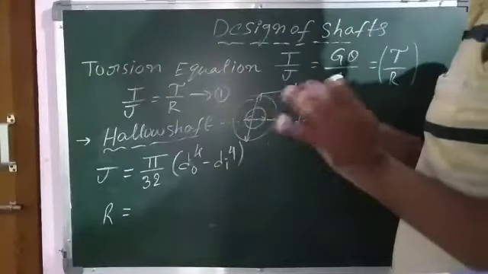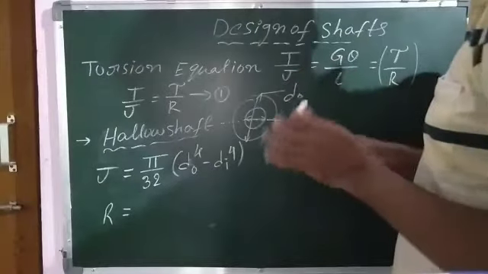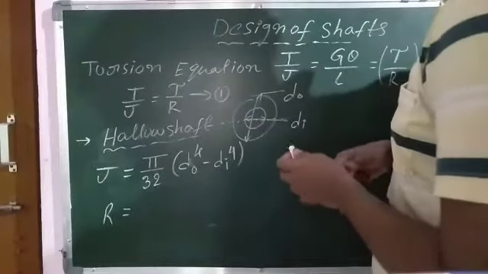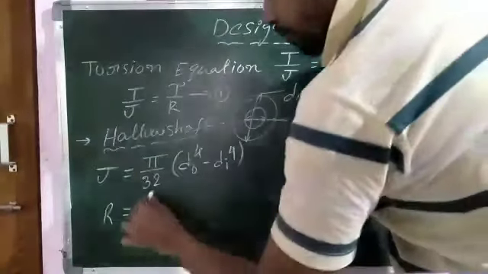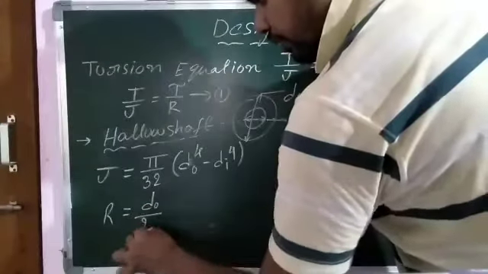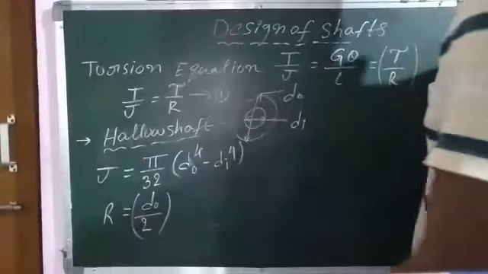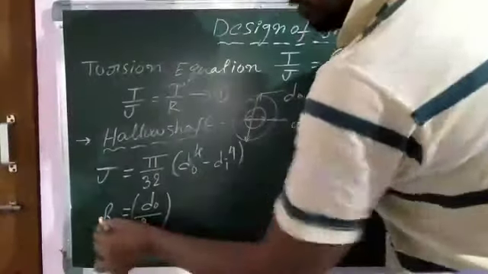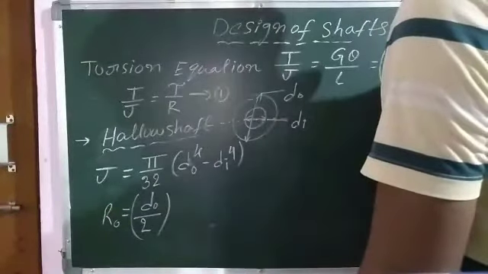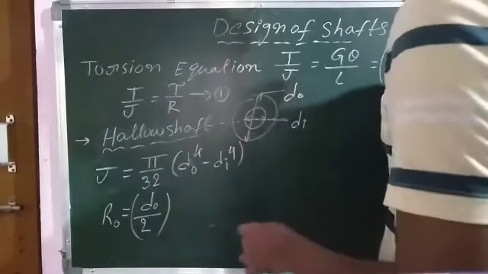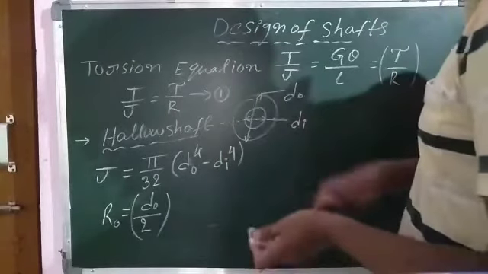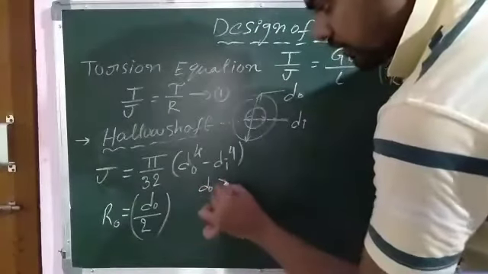Since we say outermost fiber, we consider the maximum diameter, the maximum radius. So what we get is the outer diameter divided by 2, half of the outer diameter. Outer radius is equal to the outer diameter by 2. We must consider d naught, not di, because d naught is greater than di.